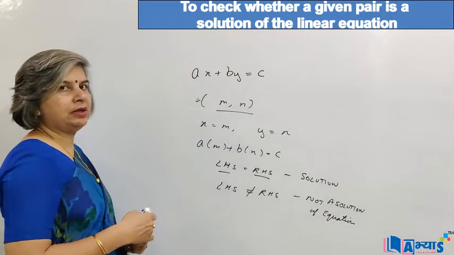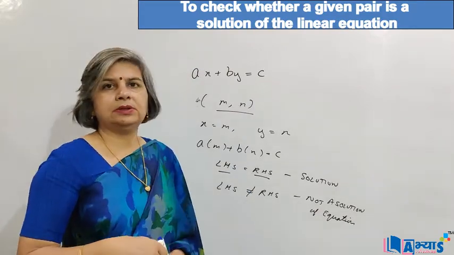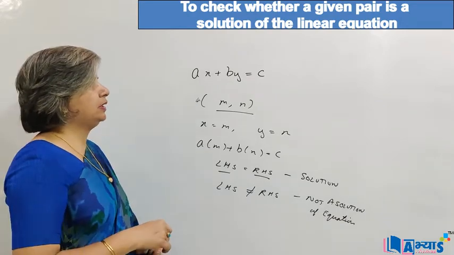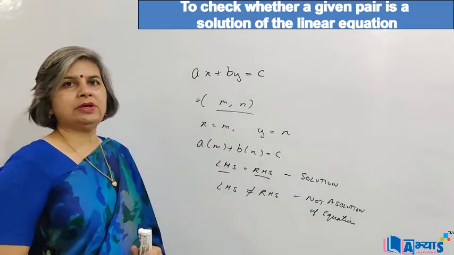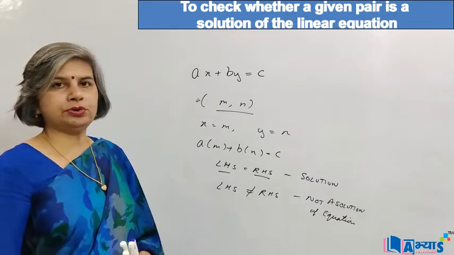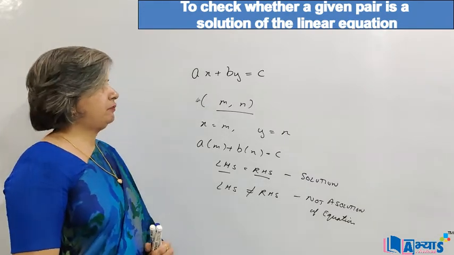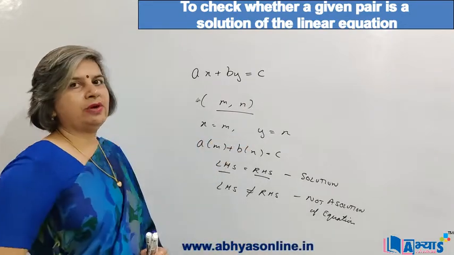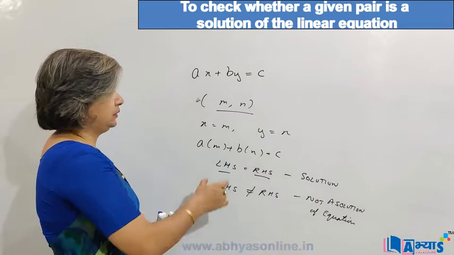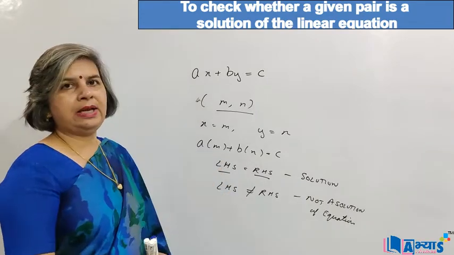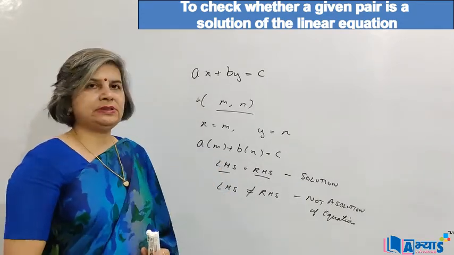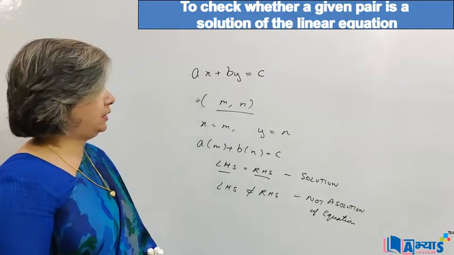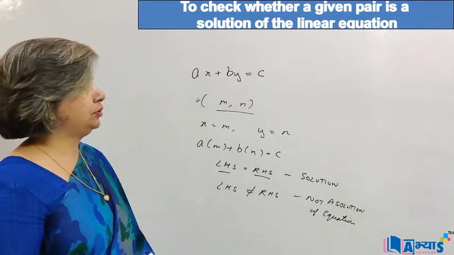That means if we are given a linear equation, the standard form of a linear equation is ax plus by equals c, and we are given a pair m comma n, and we are supposed to check whether it is a solution of this equation or not. The first step will be, we will substitute the value of x as m and y as n. Then we will solve the left hand side and the right hand side, and if the left hand side and right hand side are equal, it is a solution of the equation, and if it is not equal, it is not a solution of the equation.